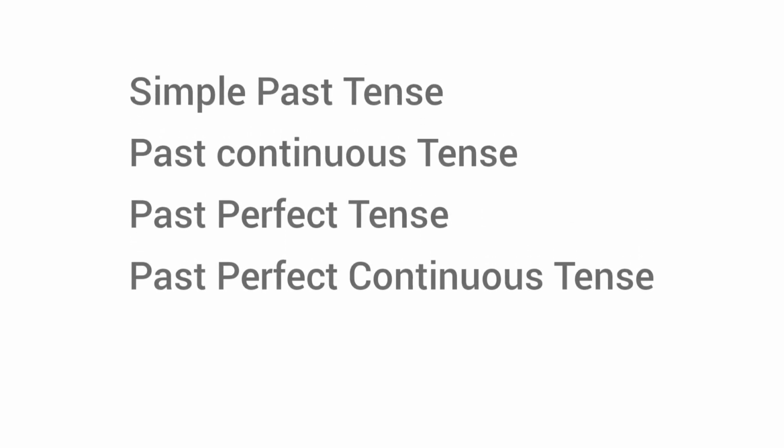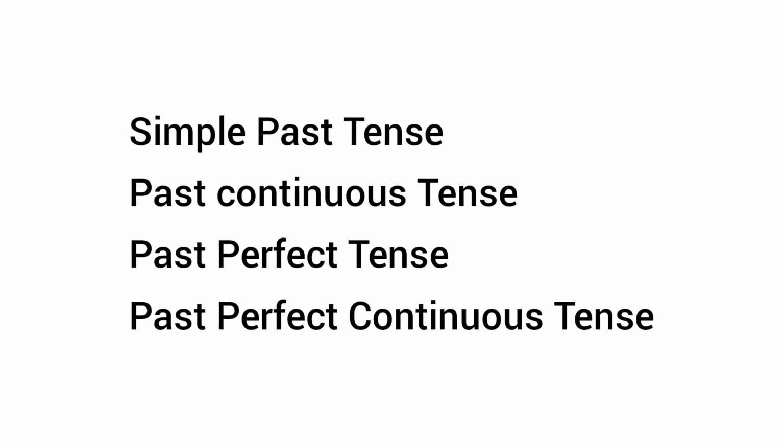Each tense has four subkinds. Present tense has four subkinds, past tense has four subkinds, and future tense has four subkinds. In present tense, we have simple present tense, present continuous tense, present perfect tense, present perfect continuous tense. In past tense, we have simple past tense, past continuous tense, past perfect tense, and past perfect continuous tense. In future tense, we have simple future tense, future continuous tense, future perfect tense, and future perfect continuous tense.